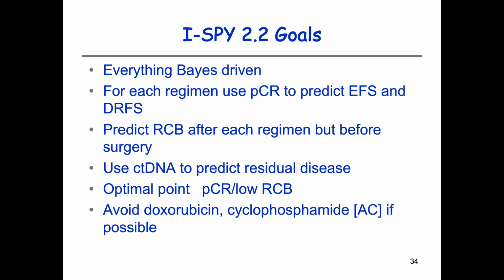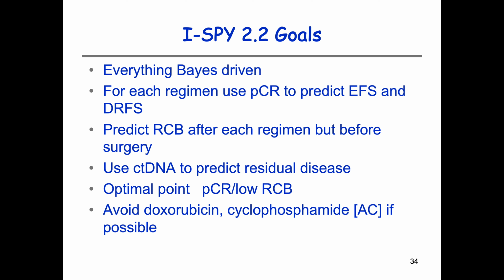So the goals of I-SPY 2.2: everything is Bayes driven. For each regimen, use PCR to predict EFS and DRFS. Predict RCB as soon as they can after each regimen but before surgery. Use ctDNA to predict residual disease. And the optimal point: what is the sweet spot between PCR but at the same time a low RCB? And that is the goal.